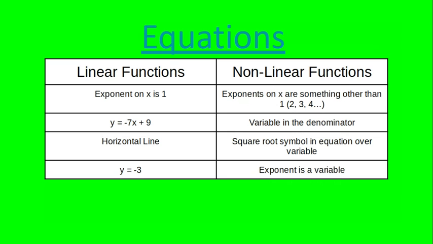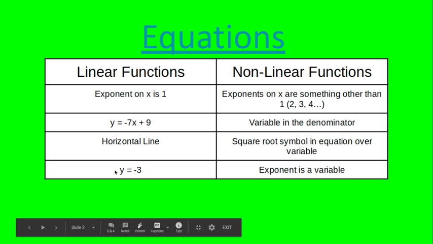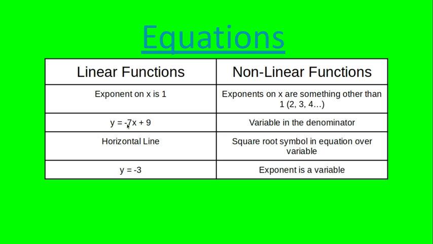Unfortunately, I felt as though we had some trouble with the equations. And it's really quite simple. I think you were overthinking it. Linear functions look like this: y equals negative 7x plus 9, or y equals negative 3. This would be a horizontal line. This would not be, but notice the exponent on the x is a 1, or there's nothing written there, and we know it's a 1. Whenever that happens, it's a linear function.